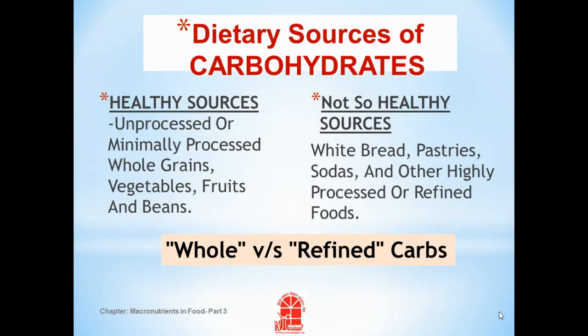Here we take a look at the healthy sources and the not so healthy sources. So the healthiest sources of carbohydrates are the unprocessed or minimally processed whole grains, vegetables, fruit, legumes, and beans. Whole carbohydrates are unprocessed and contain the fiber found naturally in the food, whereas refined carbohydrates have been processed and the natural fiber is stripped out. They generally promote good health by delivering vitamins, minerals, fiber, and a host of important phytonutrients.